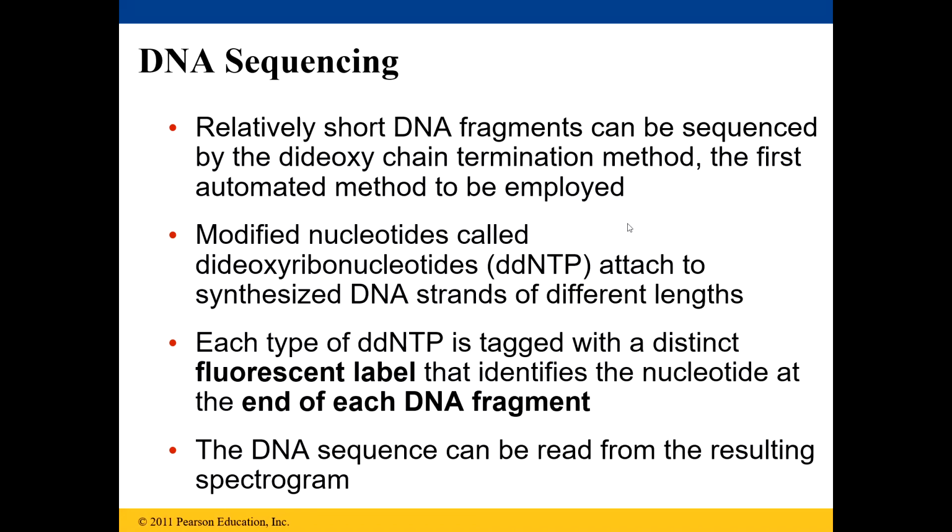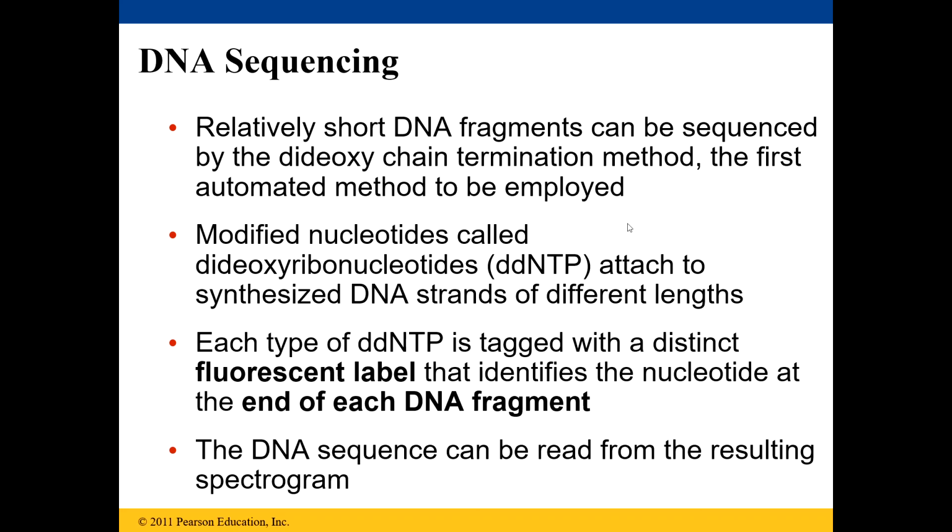So another question that comes up is how do we sequence DNA? How did we know, for instance, in COVID-19, how was China able to send out the whole sequence so quickly? And the way we do this is through, again, an automated type of system that can read pieces of DNA. So relatively short DNA fragments can be sequenced by the dideoxy chain termination method.